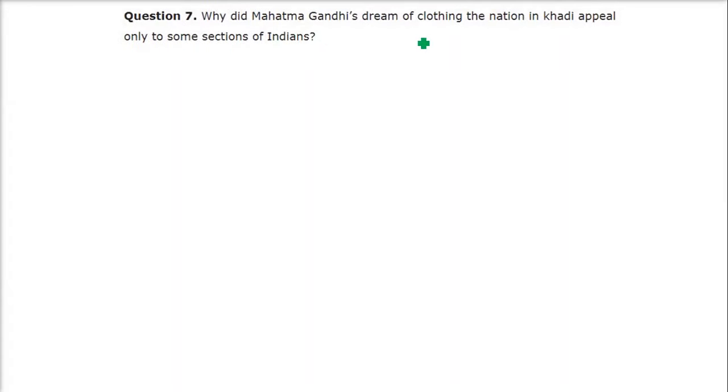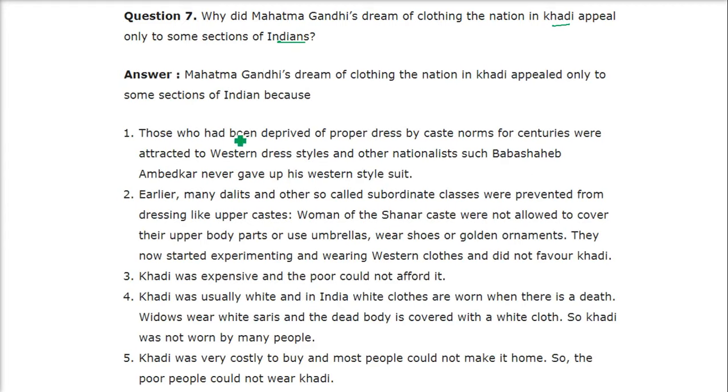Why did Mahatma Gandhi's dream of clothing the nation in khadi appeal only to some sections of Indians, not all? India was a diverse country. Gandhi's dream appealed only to some sections of Indians. Why? Because those who had been deprived of proper dress by caste norms for centuries were attracted to the Western dress style. And there were other nationalists like B.R. Ambedkar, who never gave up his Western style suit.